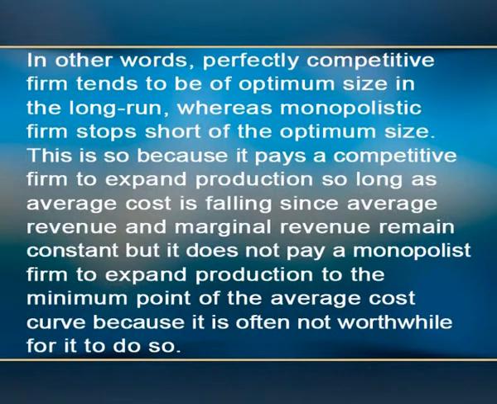In other words, a perfectly competitive firm tends to be of optimum size in the long run, whereas a monopolistic firm stops short of the optimum size. This is so because it pays a competitive firm to expand production so long as average cost is falling, since average revenue and marginal revenue remain constant, but it does not pay a monopolistic firm to expand production to the minimum point of the average cost curve because it is often not worthwhile for it to do so.